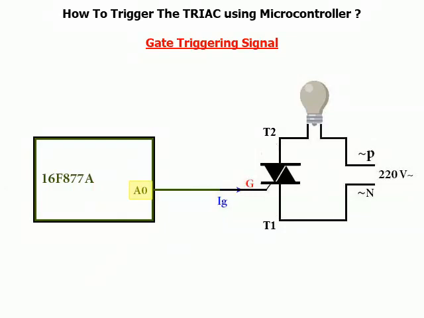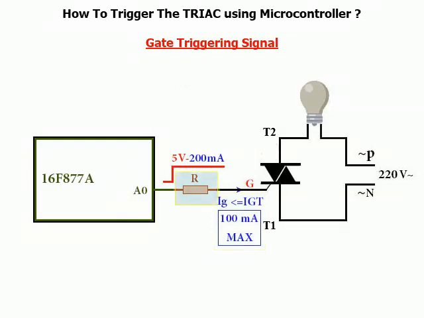Let's assign pin A0 to trigger the TRIAC. Of course, we have to configure this pin to be an output. From the A0 output pin, we can get a 5-volt signal, and this is a suitable value for Vg. Also, we can draw an electric current up to 200 mA, based on the microcontroller specifications mentioned in the data sheet provided by Microchip. But, since the gate current, Ig, should not exceed the maximum value of IGT, which equals 100 mA, it is necessary to use a resistor to limit the value of the gate current, Ig.